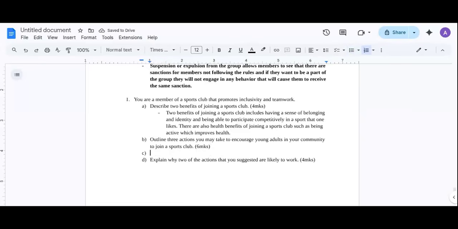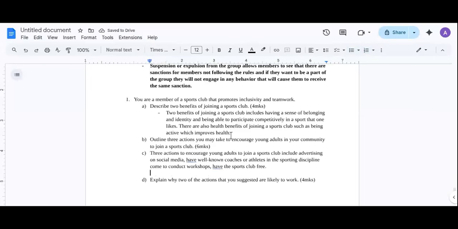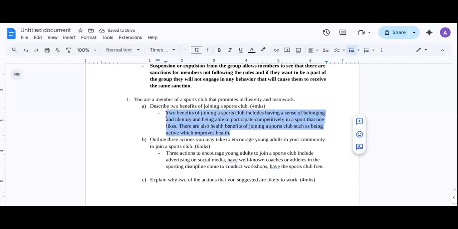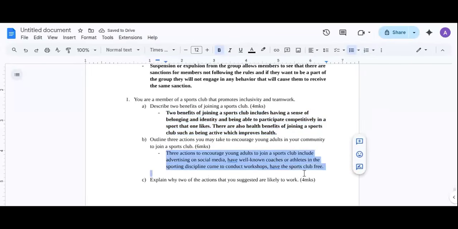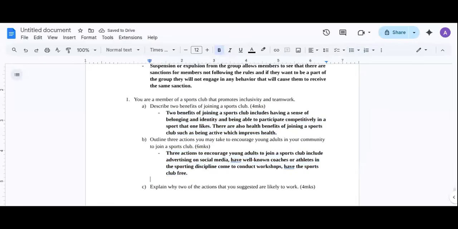I can't think of any other sport right now to think of an athlete. And also have the sports club being free, because sometimes what will deter persons from joining a sports club or a sports group is either membership fees or having to pay for equipment and all of that. So if it's free, that encourages people to want to join. Because anything free, we're up for. Well, most times.